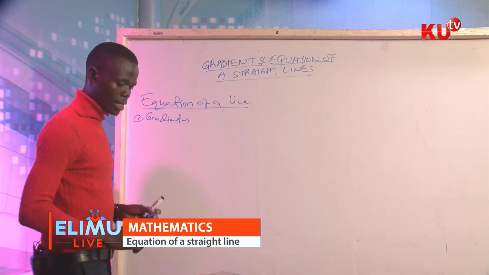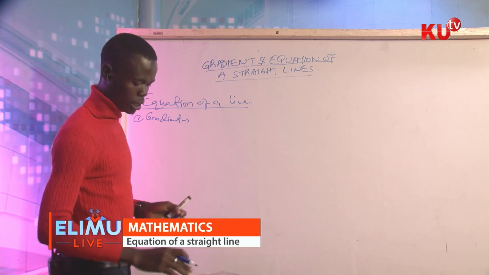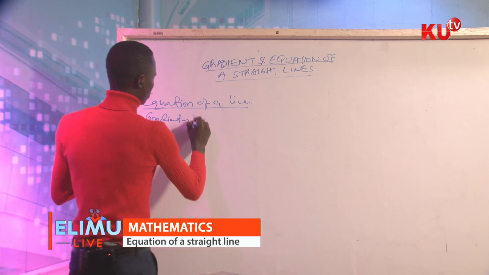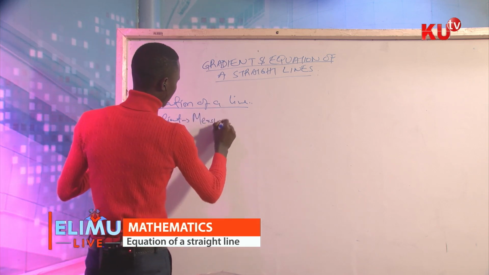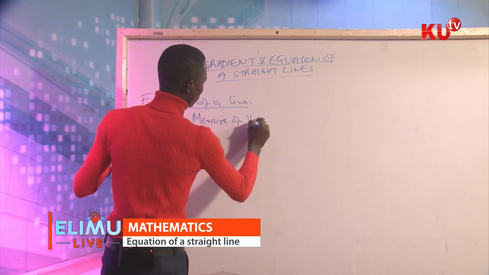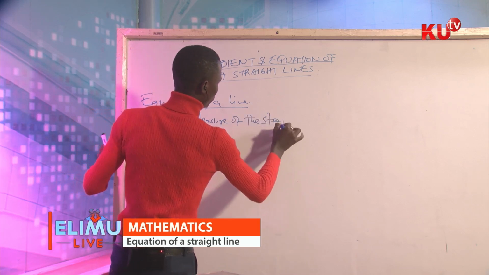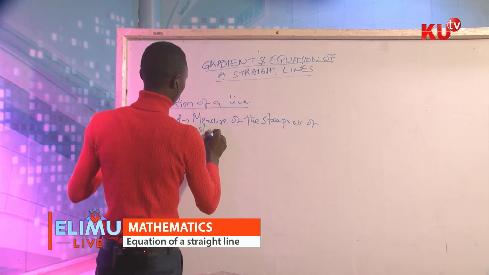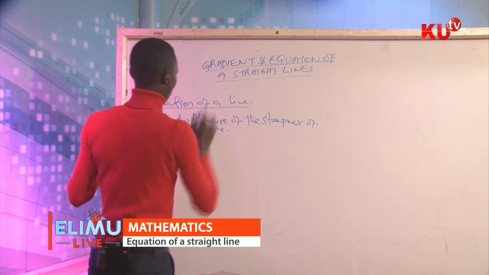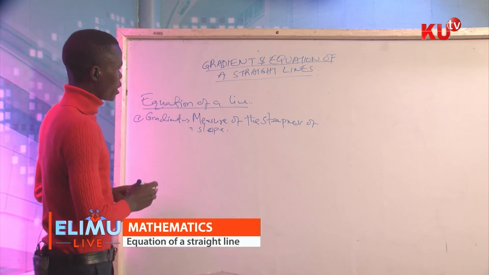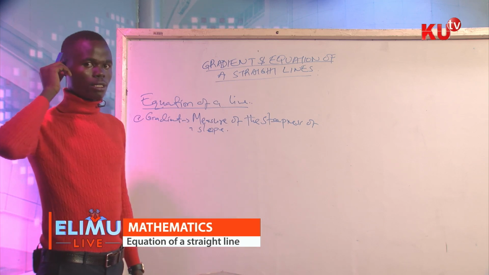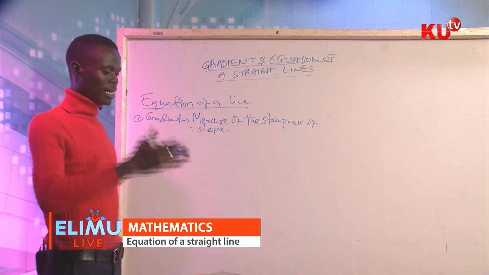basically is the steepness of a slope. It is the measure of the steepness of a slope. That is gradient, as a layman can define the term gradient.